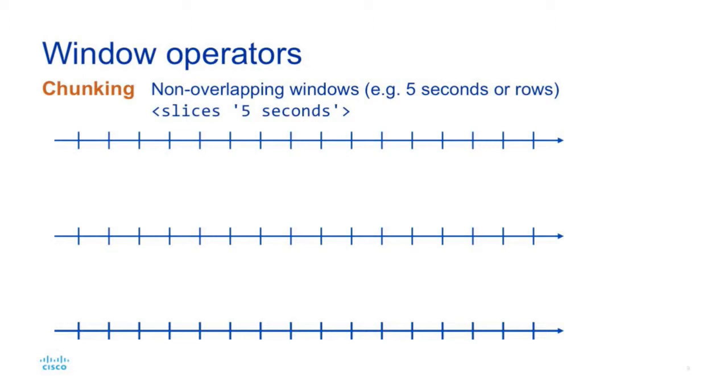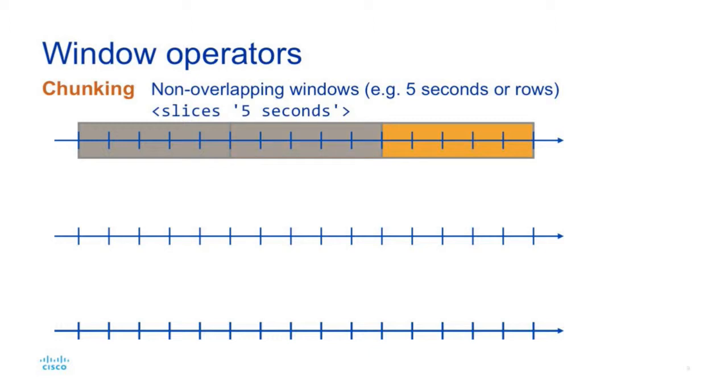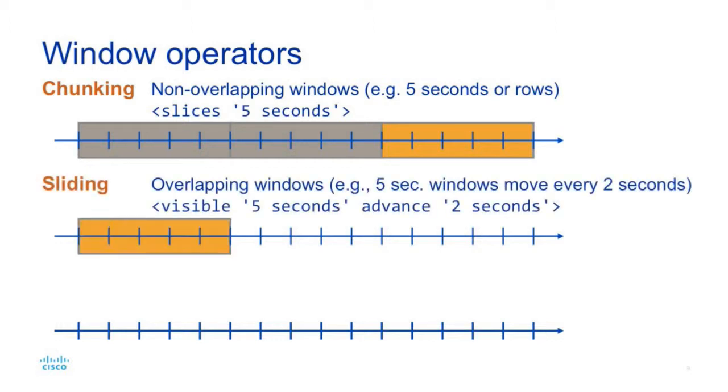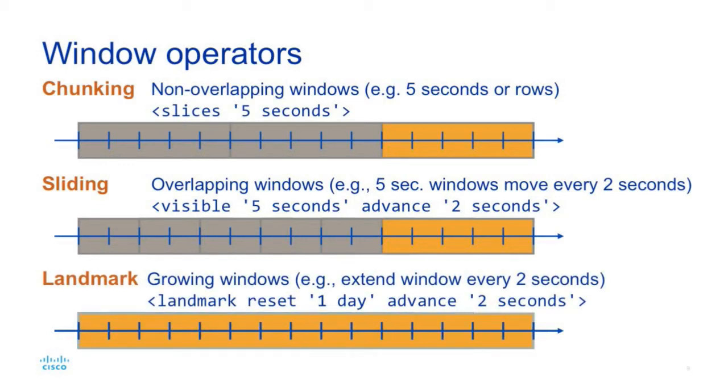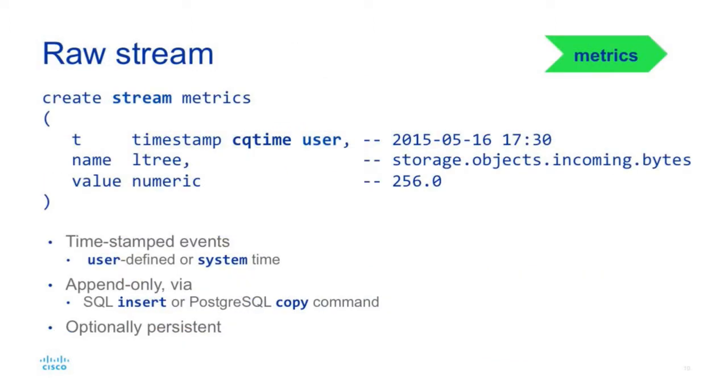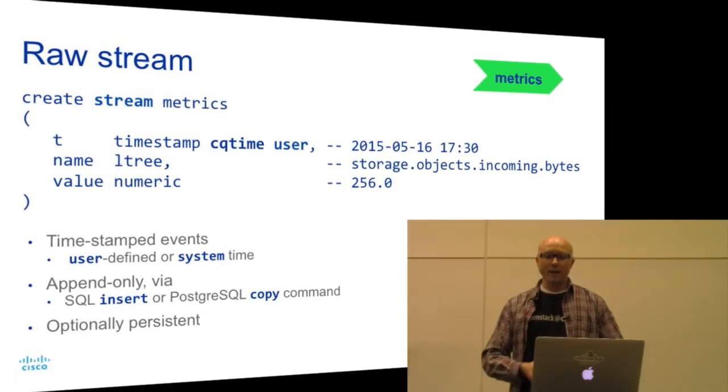Different window operators we can deal with in a stream system. For example, chunking type of processing, where you see here every 5 seconds I generate a new window on which I do some aggregation. I can also have something that is a sliding window, here a unit of 5, but it moves every 2 seconds. And finally, also something like a landmark or a rubber band type of operator. So all this can be reflected in the system that we are using at Cisco as a raw stream, where the SQL is very similar to a create table statement.